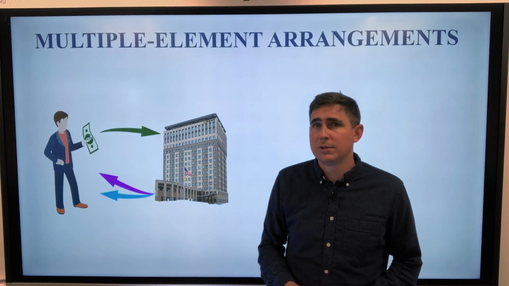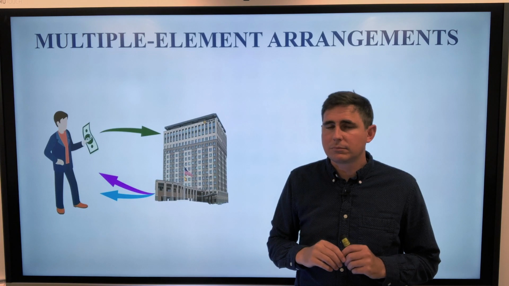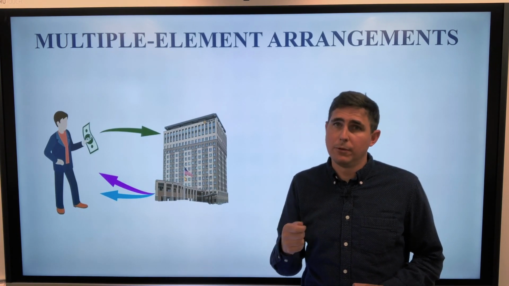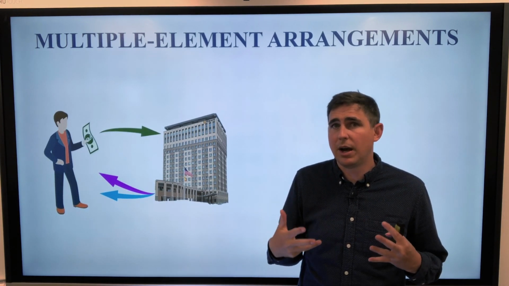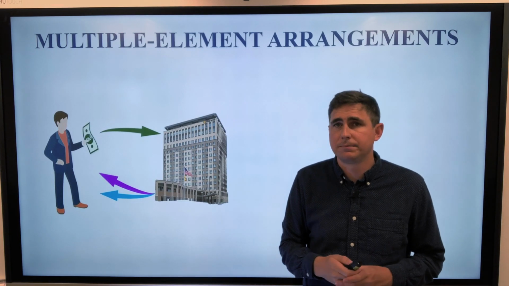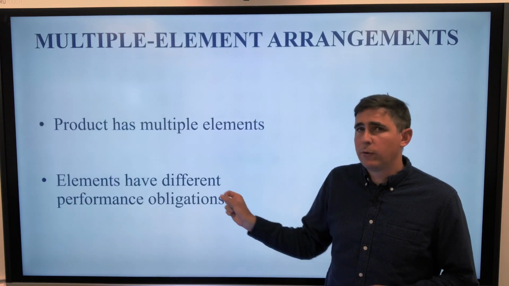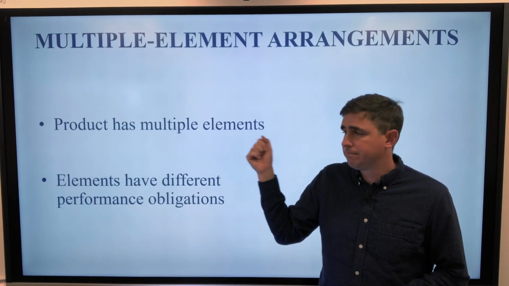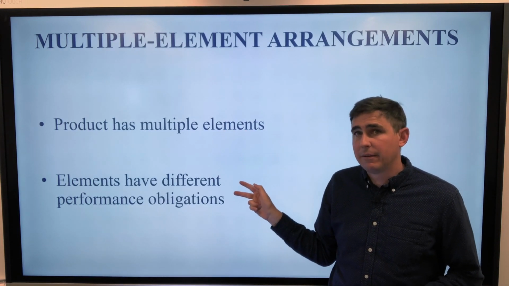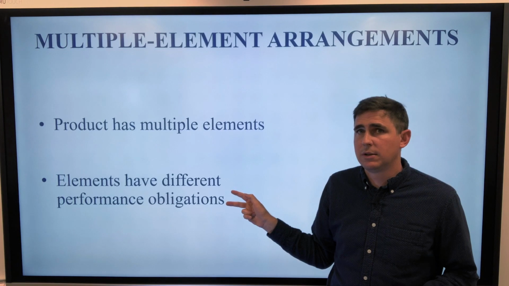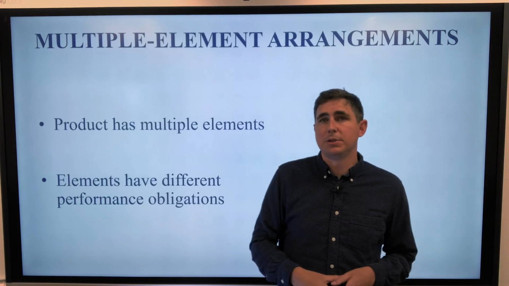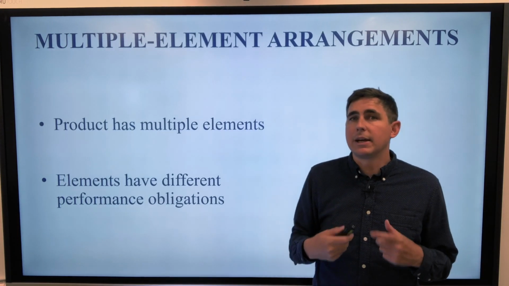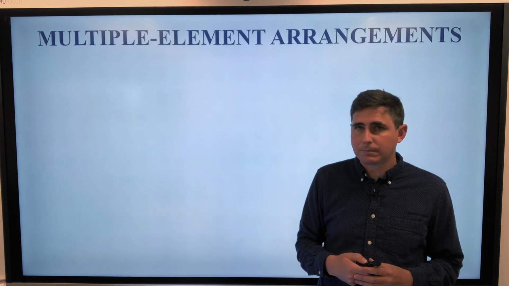You see those two arrows? That's multiple elements. And those elements have different performance obligations. Okay, this is a bit of a complication for revenue recognition. So in bullet point form, if your company sells a product that has multiple elements, and the elements have different performance obligations, you have a multiple element arrangement. And here's how you do the accounting for that type of arrangement.